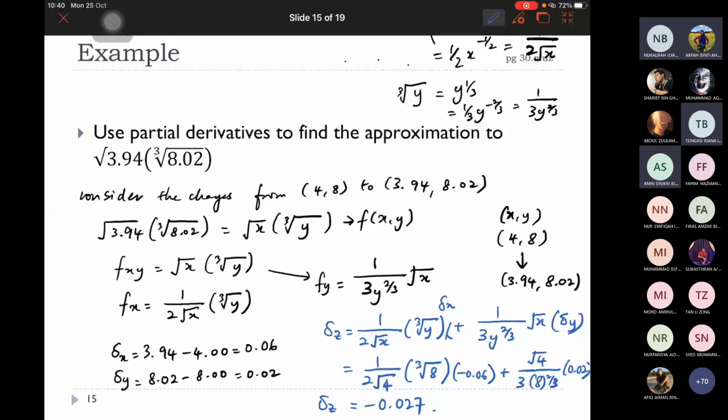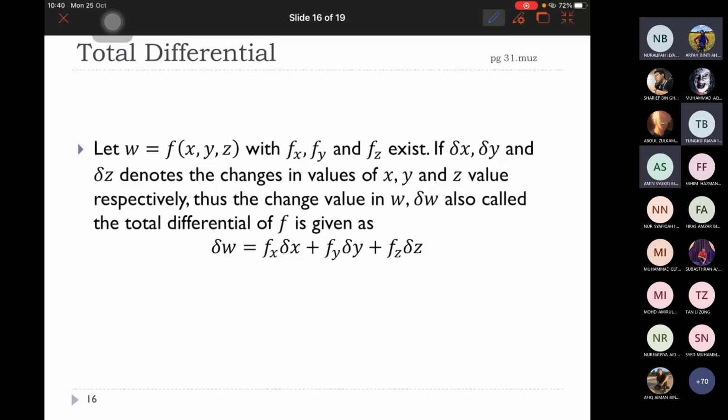Kita tengok partial total differential untuk 3 variable. Okay, how we are going to find the total differential for 3 variables. Okay, so let W is a function of x, y, and z with the partial derivative with respect to the x, y, and z given by fx, fy, and fz, and the partial derivative exists. If delta x, delta y, and delta z denotes the change in the value of x, y, and z respectively, thus the change in W, delta W also called the total differential of W.